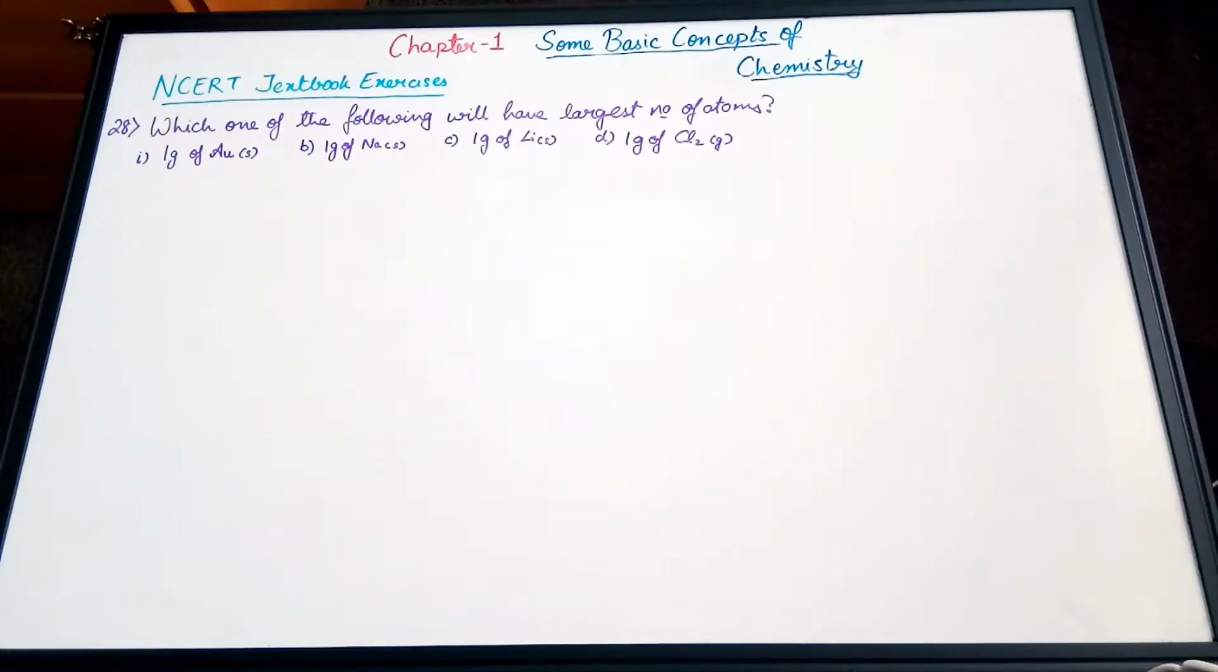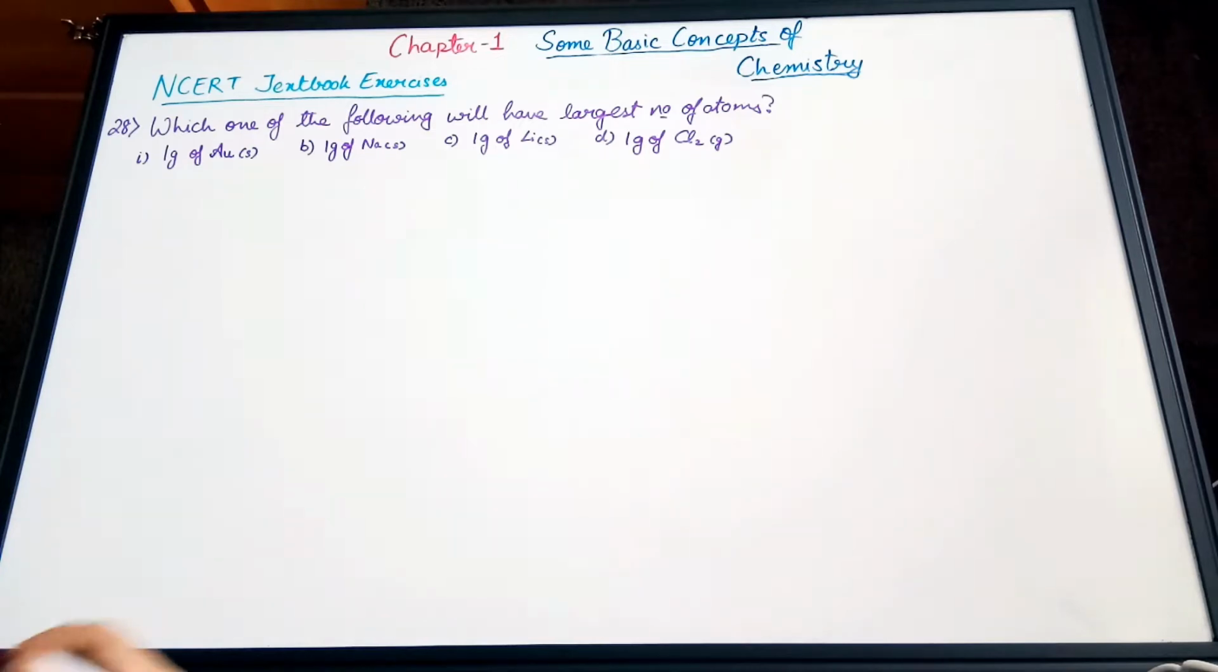Question number 28. Which one of the following will have the largest number of atoms? We've been given four parts. The first has 1 gram of gold, the second has 1 gram of sodium, the third has 1 gram of lithium, and the fourth has 1 gram of chlorine molecule. So let's get to it.